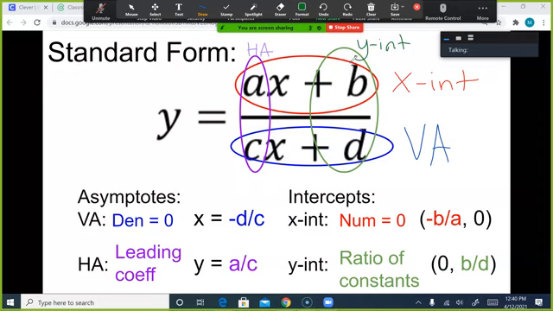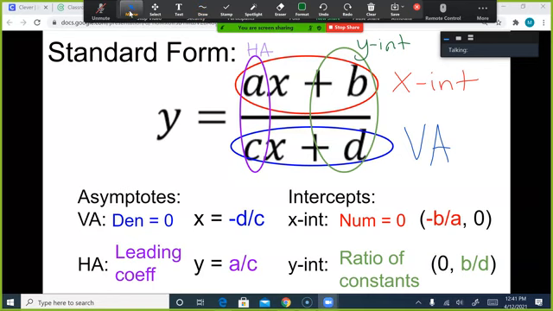Remember, asymptotes are equations. You have to have the x equals and the y equals with the correct one. Vertical is an x equals line. Horizontal is a y equals line. Intercepts need to be points. So when you find the x and the y, that's the number that goes there, but make sure you put the other numbers as zeros when you type them in.